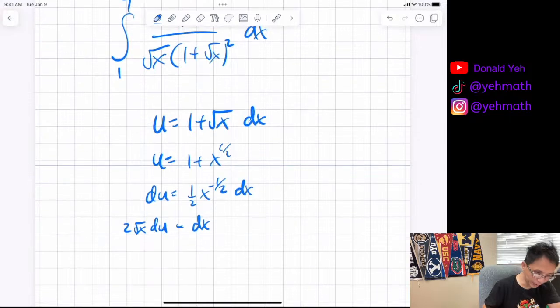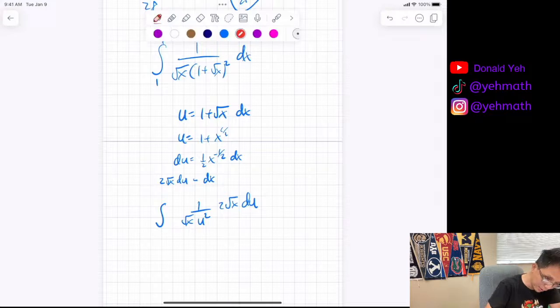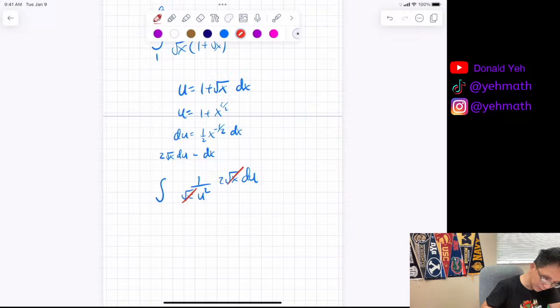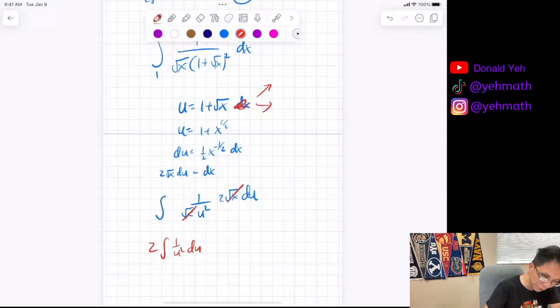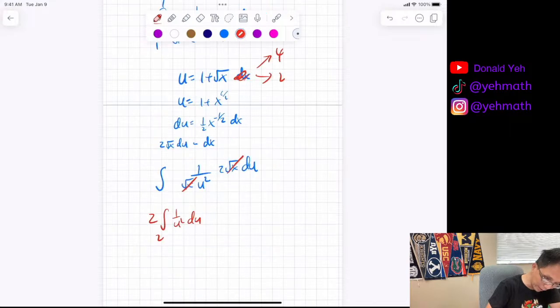So hopefully you have this right now. That's going to be 1 over u squared, square root x, and this is 2 square root x du. This part is going to cancel out equally. So it'll be 2 times the integral of 1 over u squared du. Now change the boundaries. So it's 9, 4, this is 2. So 2 and 4.